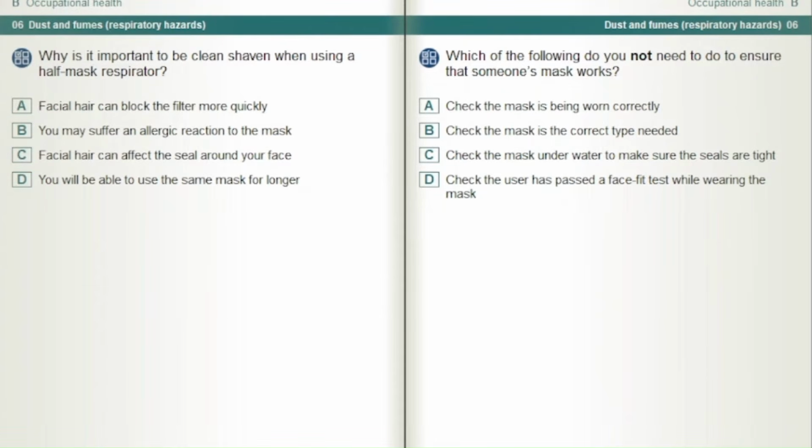Which of the following do you not need to do to ensure that someone's mask works? Check the mask is being worn correctly. Check the mask is the correct type needed. Check the mask underwater to make sure the seals are tight. Check the user has passed a face fit test while wearing the mask.